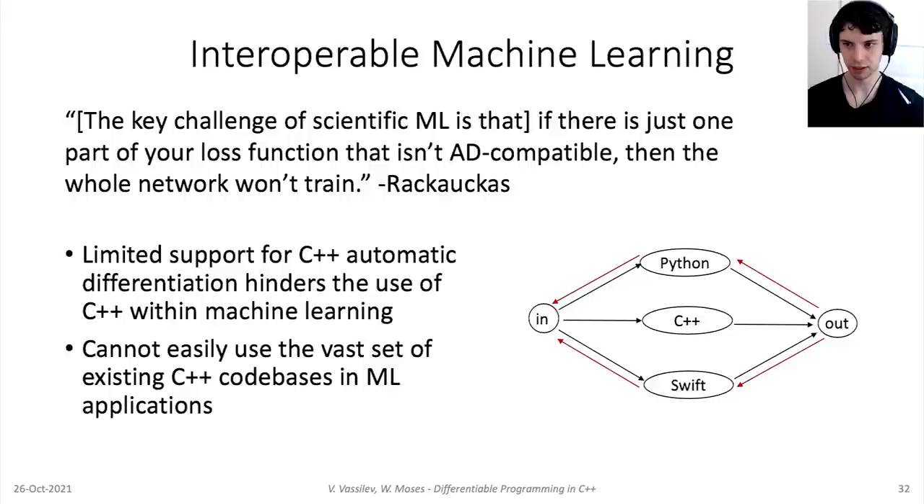application. So for example, one of the recent advances is to say, let's go take a renderer, for instance, or let's go take a new sort of model, and just put it as a layer of our neural network. And that works great for languages with first-class support for automatic differentiation, be it Swift or Julia, but it means that we can't access all of that huge quantity of existing C++ code and use it inside of machine learning.